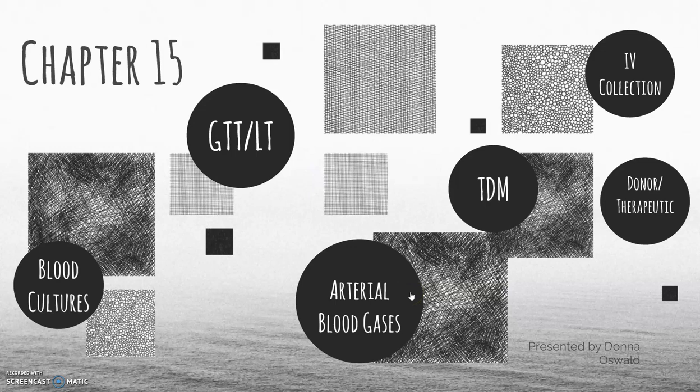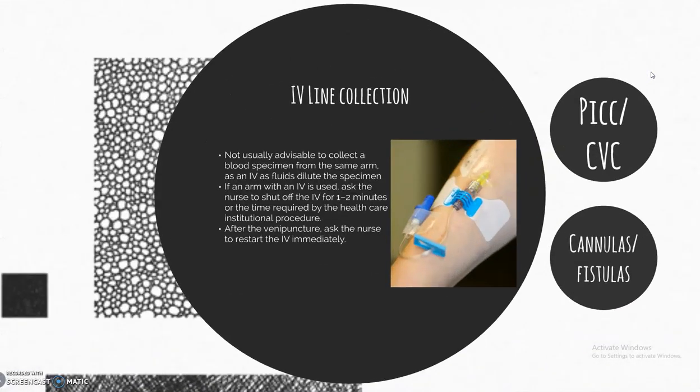Okay, the next part of this is we're going to look at our IV collections. Please also review in your textbook trace metal and genetic molecular tests. Those are just good things to review. IV line collection, not usually advisable to collect a blood specimen from the same arm as an IV as fluids dilute the specimen. If the arm with an IV is used, ask the nurse to shut off the IV for 1 to 2 minutes or the time required by the healthcare institutional procedure. After the venipuncture, ask the nurse to restart the IV.